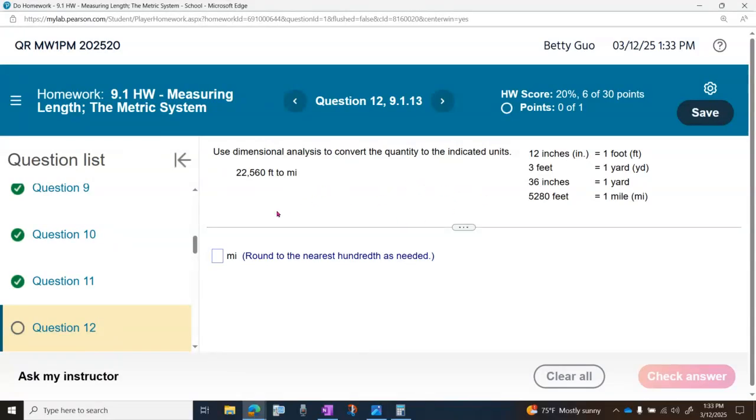So let's see the formula that relates foot and mile together. How many feet in a mile? Yeah, right here. 5,280 feet in a mile. This is a number that is not convenient to remember, but we should remember. 5,280. We have 5,280 feet in a mile.